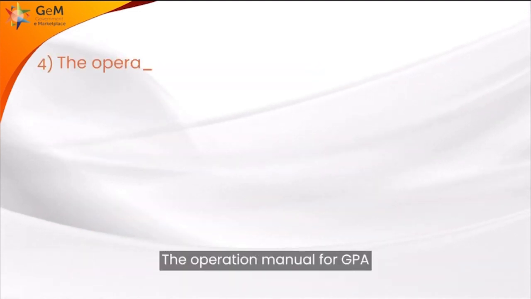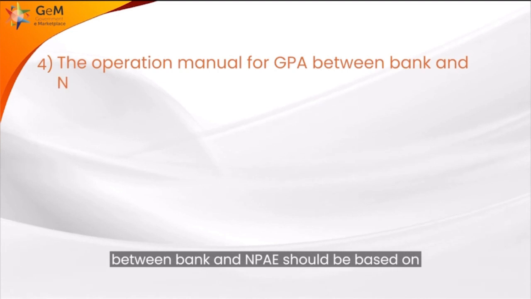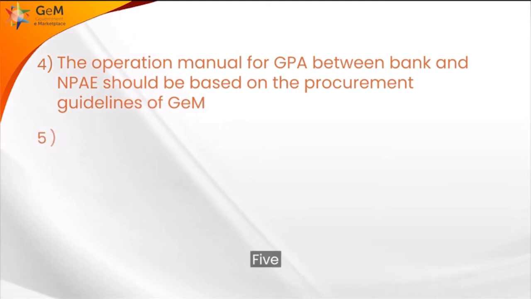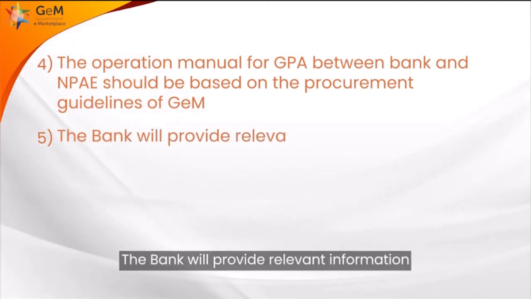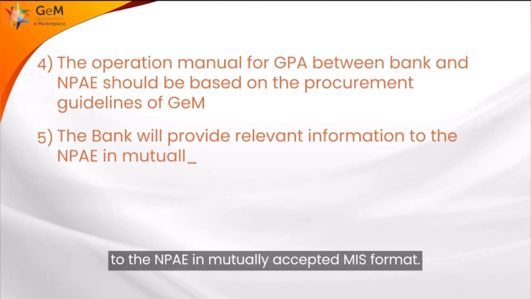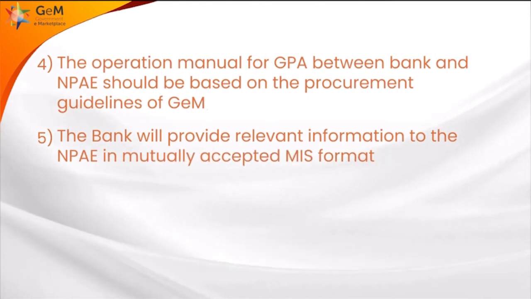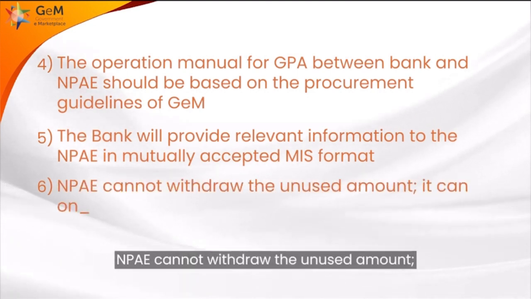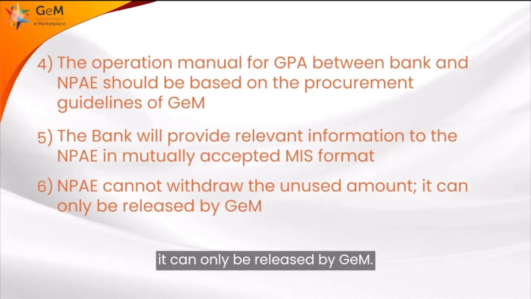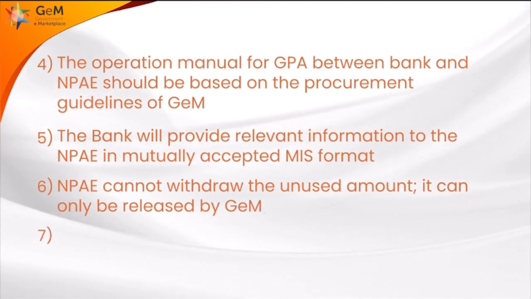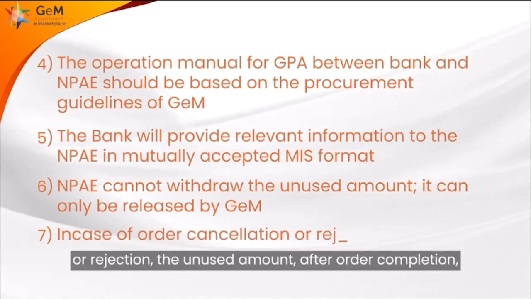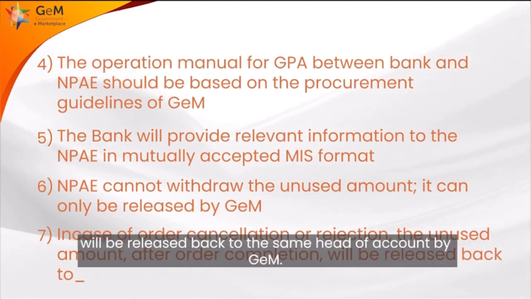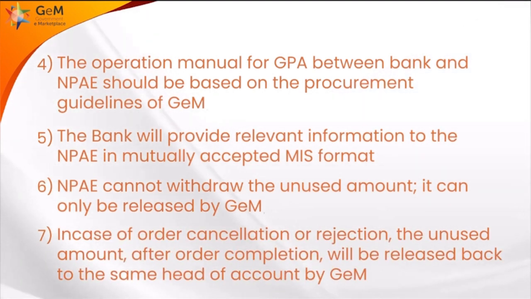4. The operation manual for GPA between bank and NPAE should be based on the procurement guidelines of GeM. 5. The bank will provide relevant information to the NPAE in mutually accepted MIS format. 6. NPAE cannot withdraw the unused amount. It can only be released by GeM. 7. In case of order cancellation or rejection, the unused amount, after order completion, will be released back to the same head of account by GeM.